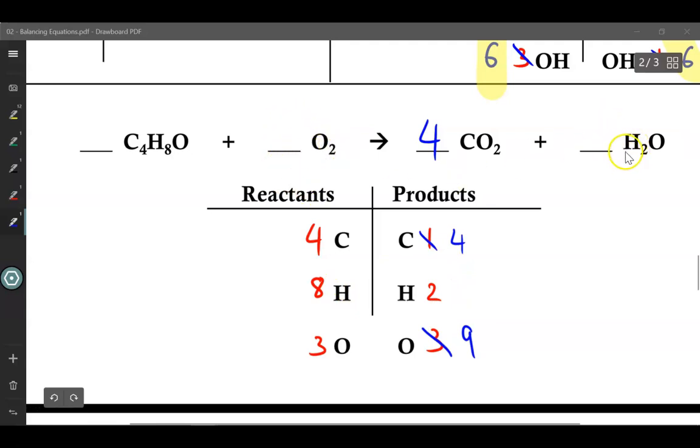But if you try to balance your hydrogen last, you change this number, it affects the hydrogen and the oxygen, so that's a double whammy. So I like to leave oxygen for last in this case. That way if I mess around with it, it only changes the oxygen. It doesn't affect anyone else.